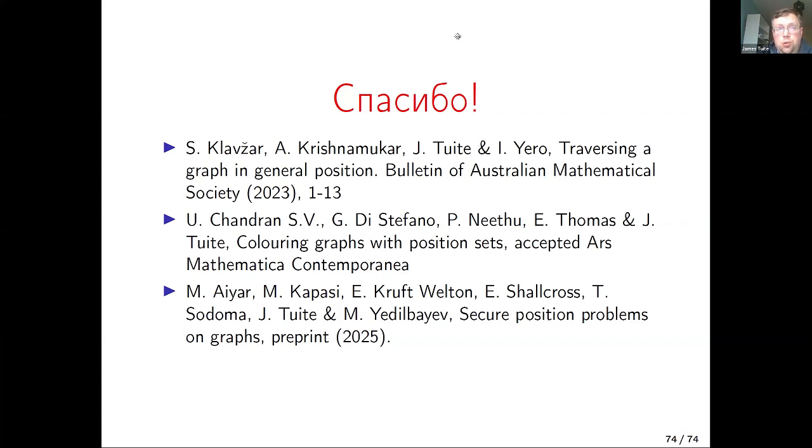Nordhaus-Gaddum type inequalities are also very interesting for the coloring problem. We conjecture that the standard Nordhaus-Gaddum inequalities for the chromatic number can actually just be replaced by our GP chromatic number, which is interesting. So in the standard Nordhaus-Gaddum inequalities, we can assume that the color classes are in general position. We don't have a proof, but it looks like it may be true, and that's an interesting variation on the problem.